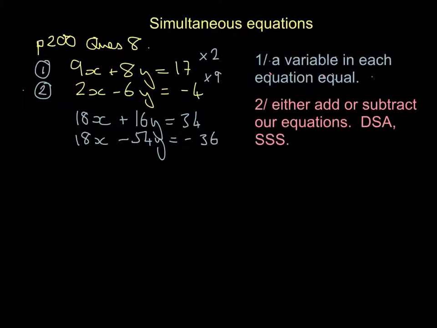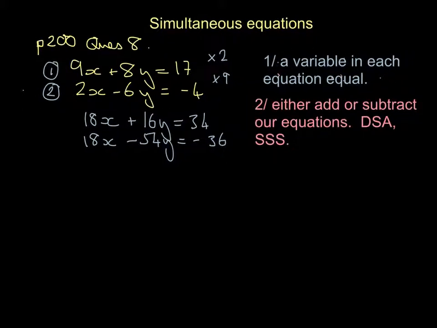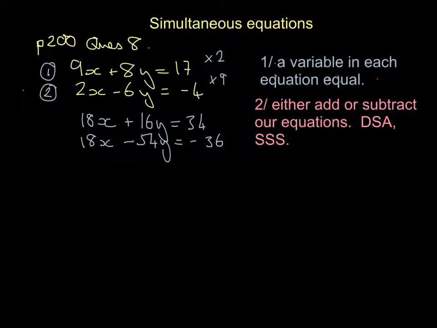Looking at the sign in front of the x's, and I'm looking in front of the x's because we've now made the x's the same size. So looking at this and this, the sign in front of both is a hidden plus sign. So they are the same sign, so we are going to subtract the two equations. And when we subtract the two equations, these cancel each other out. We now have 16y, and we take away minus 54y. That's the same as saying 16y plus 54y. So 16 plus 54 is 70y, and 34 minus minus 36 means we add those two: 34, 40, 50, 60, 70.